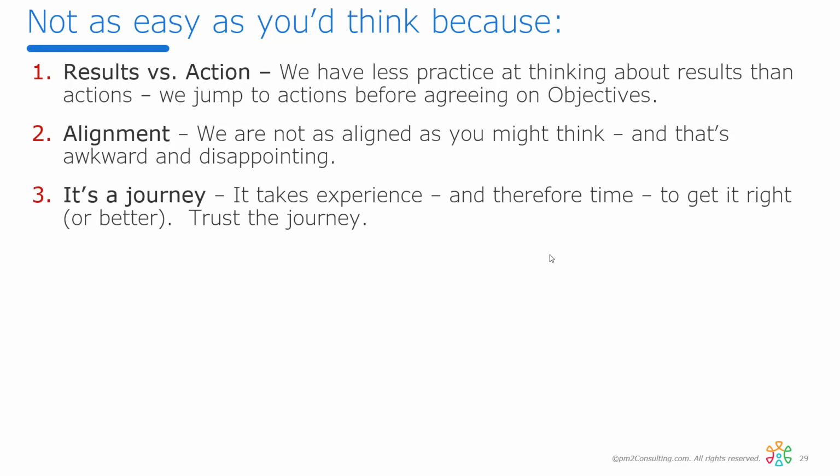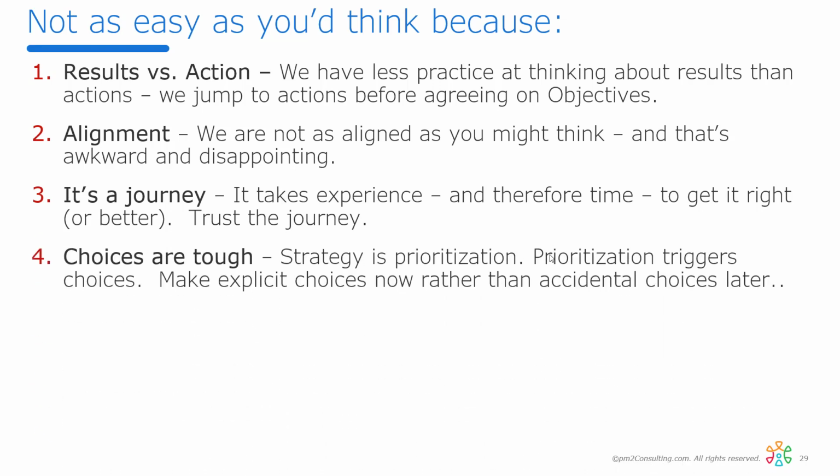Thing 3, it's a journey. It's going to take some experience. It's going to take some time to get it right. Trust the journey. And then finally, the choices are tough. The strategy is about prioritization, right? Do I do this or do that? And prioritization, therefore, triggers choices. We need to make explicit choices now as we develop these OKRs rather than accidental ones later.